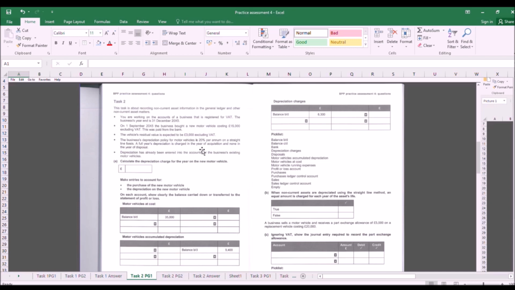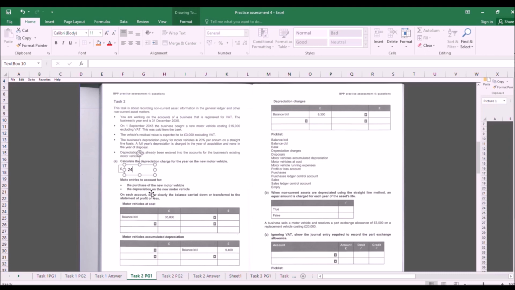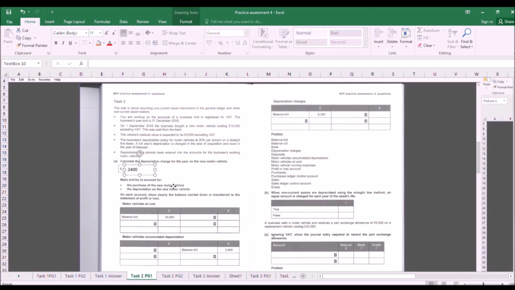Full year's depreciation is charged in the year of acquisition, not in the year of disposal. Depreciation has already been entered into the accounts of the business for the existing motor vehicles. A, calculate the depreciation charge on the new motor vehicle. Right, so it's a full year, and that would be 2,400. So that's that bit out of the way. Make entries to the accounts for the purchase of the new motor vehicle and depreciation of the new motor vehicle.